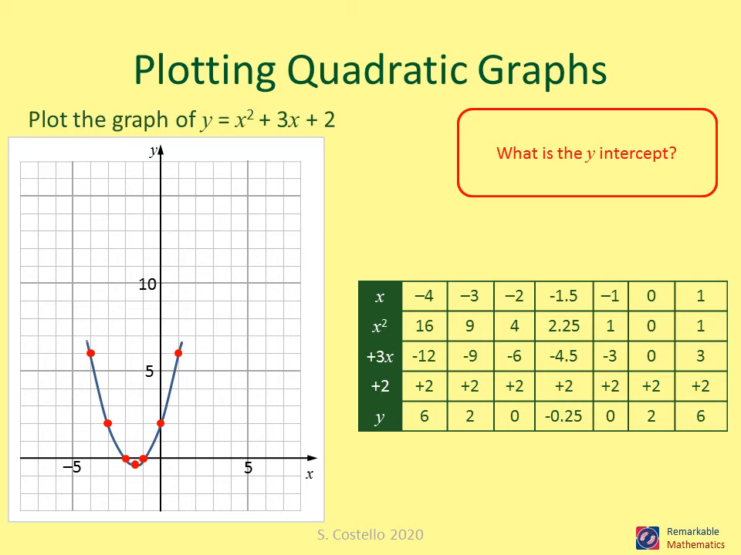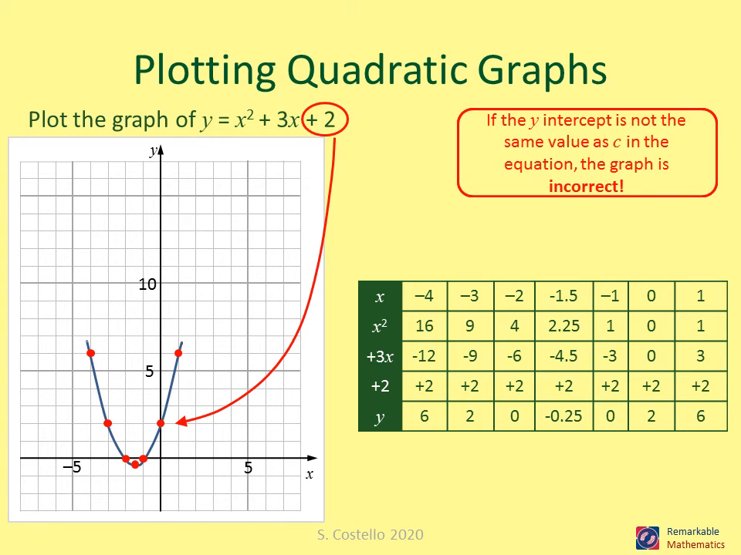So what is the y-intercept? If you look at this, whereabouts does that graph cross the y-axis? If the y-intercept is not the same value as c in the equation, the graph is incorrect. So this is an indicator, it's something we look at afterwards. Does my graph look correct?